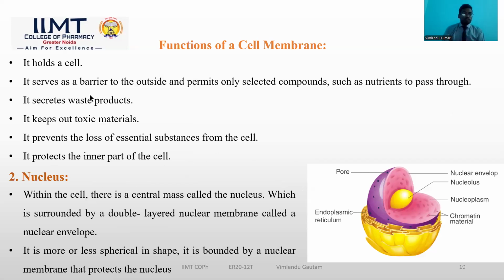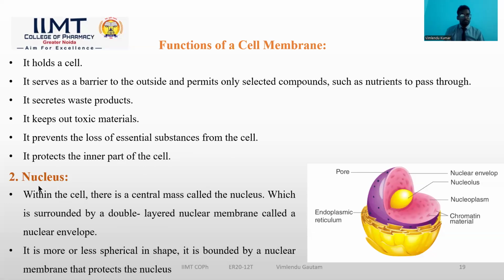Function of the cell membrane. The main functions of the membrane are: it holds the cell, it serves as a barrier to the outside and permits only selected compounds such as nutrients to pass through. It secretes waste products, it keeps out toxic material, it prevents the loss of essential substances from the cell, and it protects the inner part of the cell.